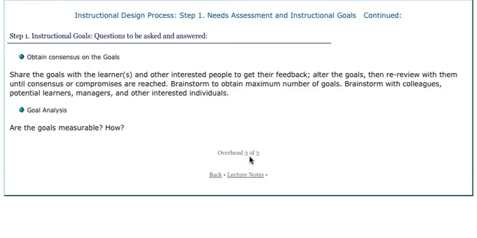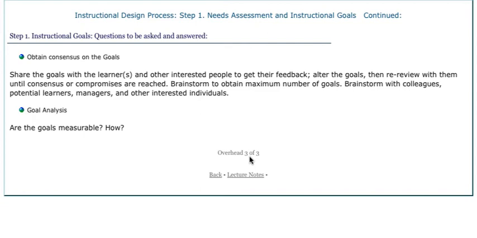It's very important that you do share the instructional goals with other people. This is another step at which you may discover that the instruction does not need to happen, or it's already happened, or you're misidentifying what's the highest priority or the most critical for learning for your learners. So you want to share the goals with potential learners and other interested people if you can, to get their feedback. Revise, alter the goals, and then re-review them until you have consensus or compromise.